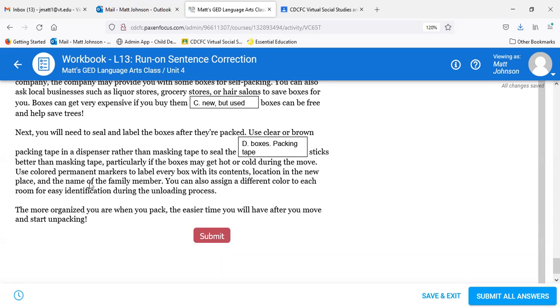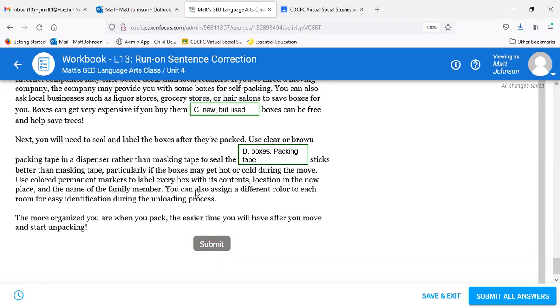Packing tape sticks better than masking tape, particularly if the boxes may get hot or cold during the move. Use colored permanent markers to label every box with its contents, location in the new place, and the name of the family member. You can also assign a different color to each room for easy identification during the unloading process.